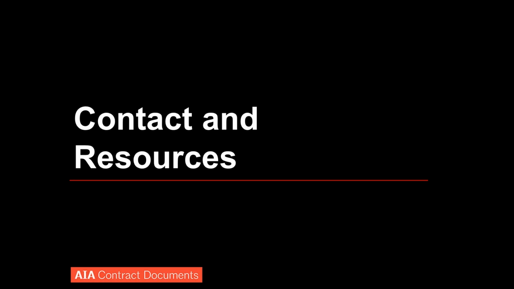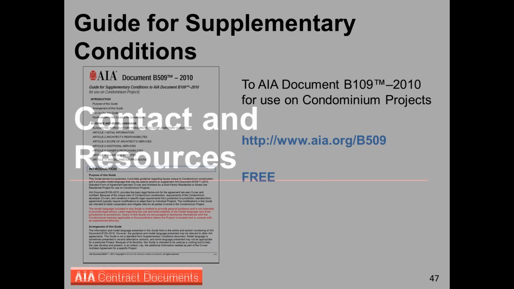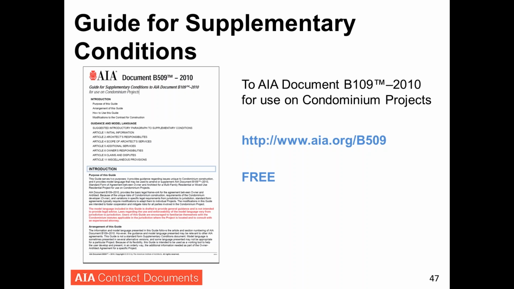So, contact and resources. Next slide, please. Here's a screenshot of the B509, the condo guide we've been talking about. And as I mentioned earlier, that's a free download. I would suggest if you're even interested in going into condominium construction, you could download this and read it. It's not just to use to modify B109, it's also a very good education guide. It talks about all of the kinds of risks that Kevin and I have discussed today and more, because we've done it at a very high level. The guide goes into it in more detail, and it would just be a great way for you to educate yourself going into this type of project.